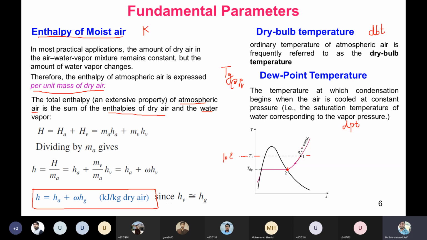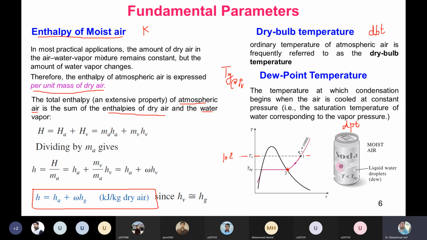The same amount of water vapor that was present during the day will be there during the night, but as a result of the decrease in temperature, it reaches a point where it starts condensation. So this temperature is called the dew point temperature.